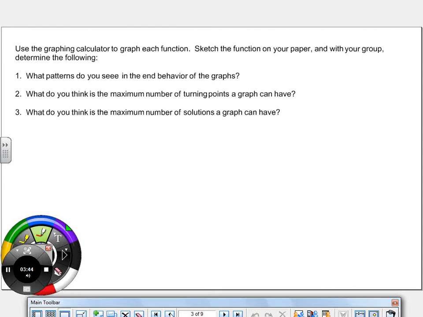So after you've graphed these things of all different degrees, I want you to pay close attention to how they behave at the ends of the graph, the end behavior, turning points, how many times they turn around, and solutions, how many times they cross the x-axis. That's if you have extra time in our 5 minutes. Okay, your graphs are done. You want to be thinking of those 3 questions.